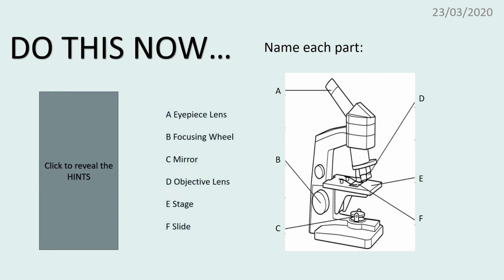There we go, there are the answers. So we have got A, the eyepiece lens over here. We have got B, which is the focusing wheel. And there are two of those. The bigger one is called the coarse focus, and the little one above it is called the fine focus. And then we've got the mirror, which could be replaced by a light, and that goes through the stage, which is E, and D is the objective lens, and F is the slide on top of the stage.